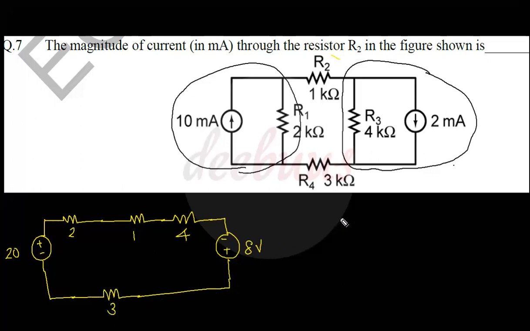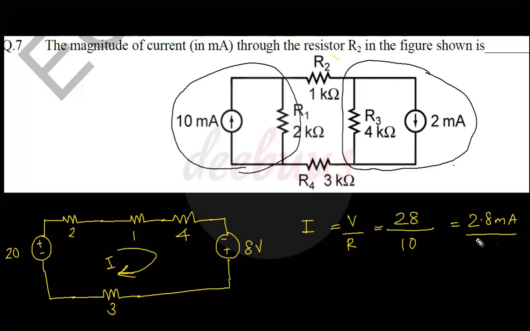So now the question is a very direct one. We have to calculate the current flowing through this 1 kilo ohm, and the current direction is not mentioned, so I am taking the current direction as this direction. So I equal to V by R. The voltages are in the same direction, so they are aiding. So 28 divided by total resistance: 2 plus 1 is 3, 3 plus 4 is 7, 7 plus 3 is 10. So the answer is 2.8 milliampere.